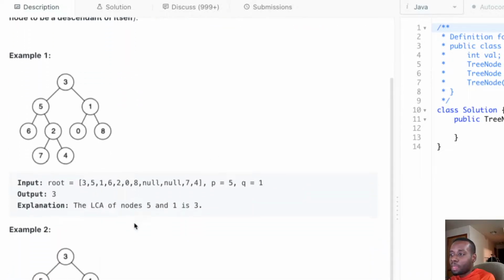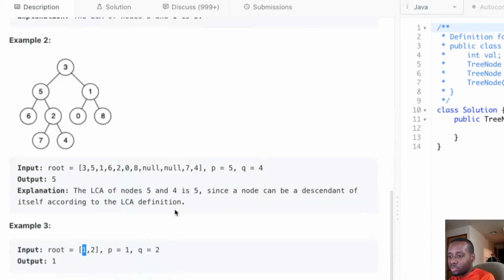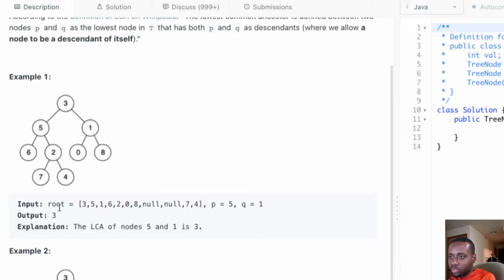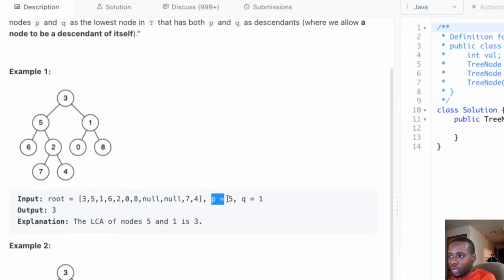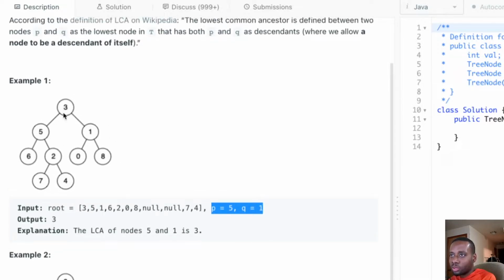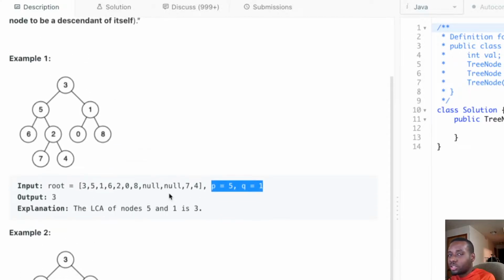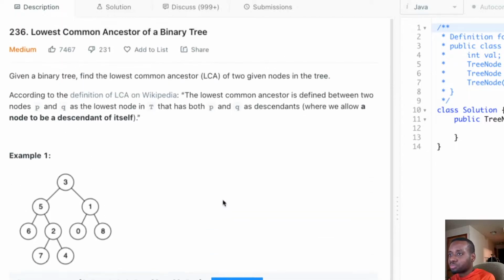So how are we going to solve it, guys? What's the intuition? Let's look at example 1, 5 and 1. We could see that the lowest common ancestor is going to be the lowest node that knows about both P and Q, pretty much the same way we solved the other problem, guys. And a node can be a descendant of itself, so that's good as well.